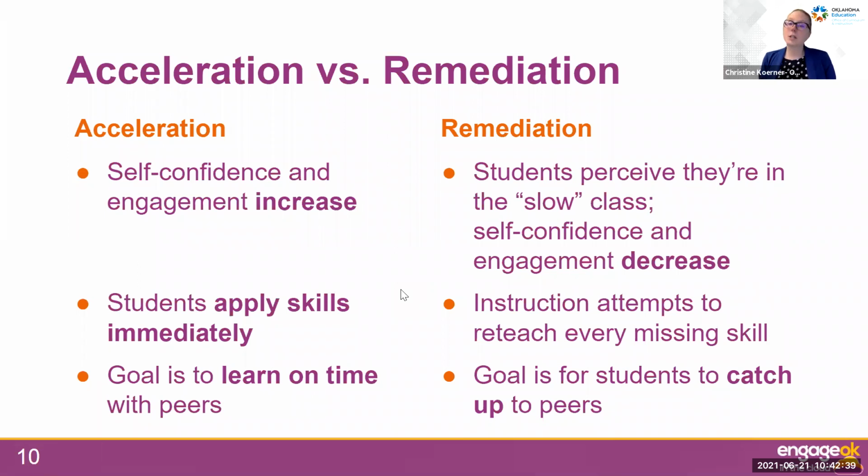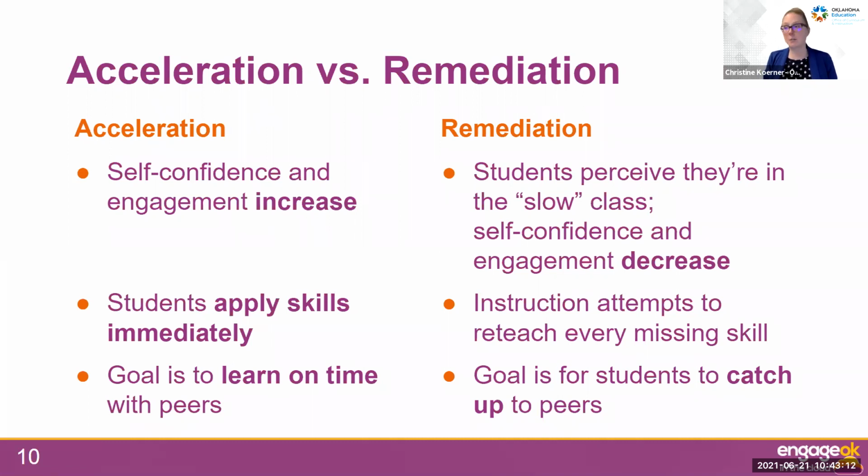Whereas with remediation, students often know that they're put in the remediation courses. They call themselves slow or low, or say they're in the low kids class or the slow class. They identify and really suffer as a result with their confidence levels because they perceive themselves to not be able to engage in the grade level content. And so we see that engagement slowly decrease, especially as they're entering middle and high school levels and they're still in that remediation path.